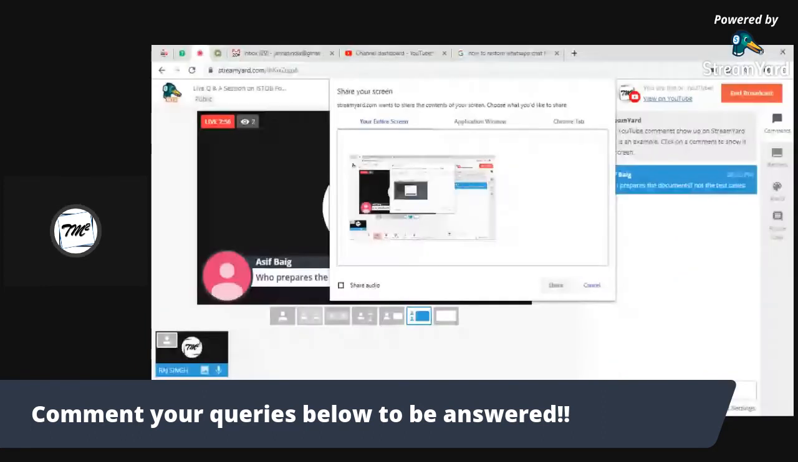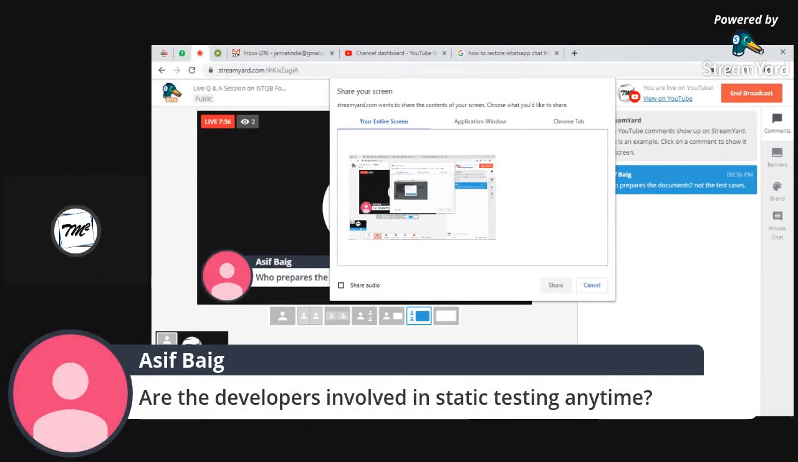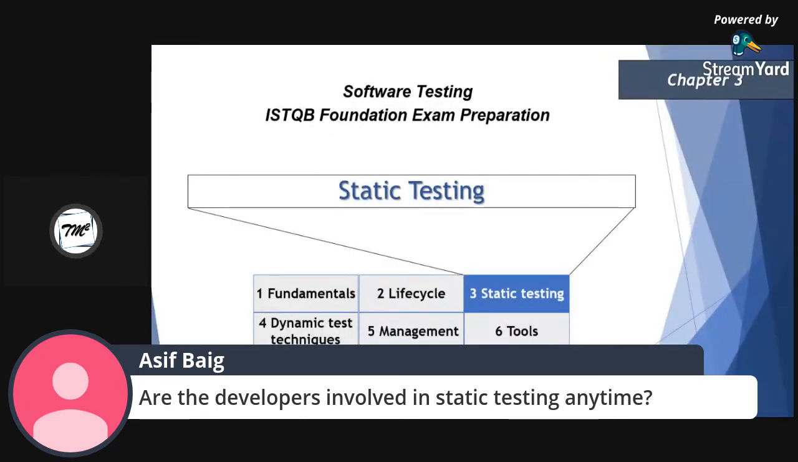So let's quickly see if you have got any queries here. Yeah, there is a question from Asif: are the developers involved in static testing anytime? Of course, if it is specific to them, the question will be with respect to the developer.